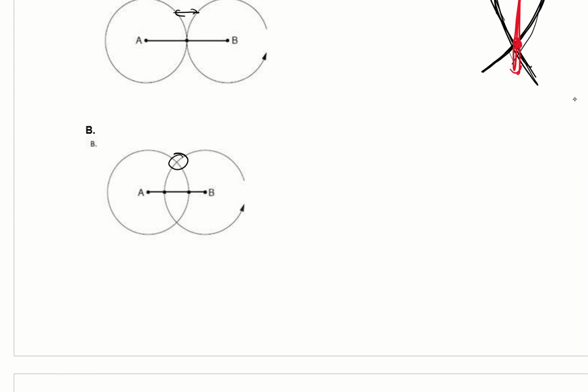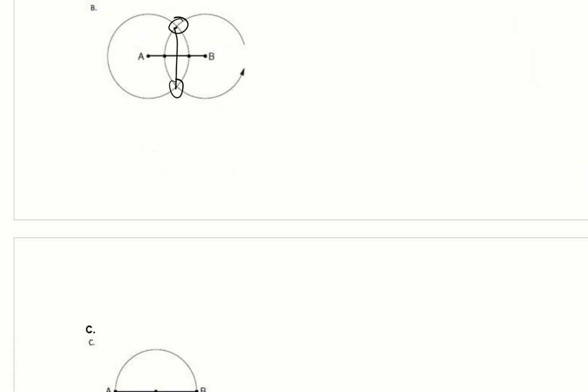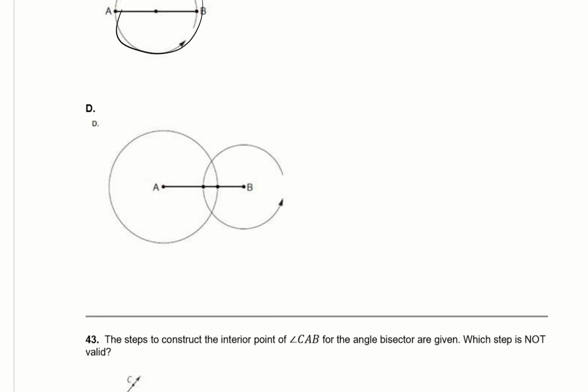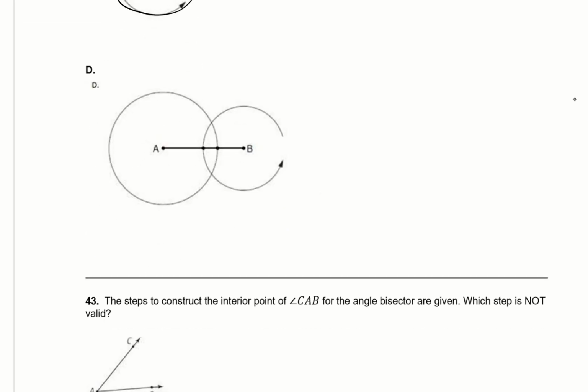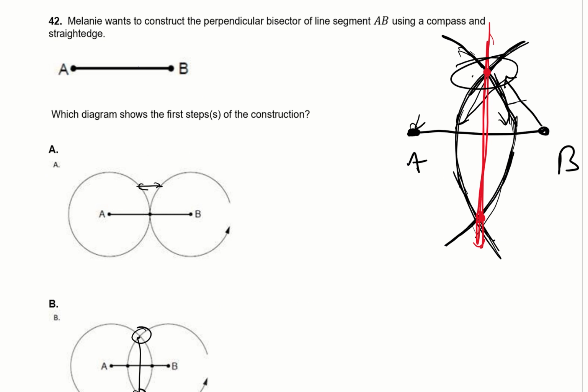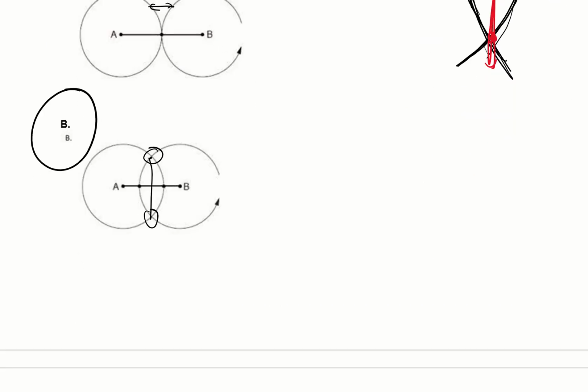B, this looks good. The arcs are crossing and they're about the halfway point, so that looks good so far. C, you're only drawing one arc and that doesn't help any. D, you're drawing arcs of different lengths. So in D, it looks like you changed the setting from this width to a tiny width. So that's not very good. You want to keep the setting the same so that the circles are of the same size. All right, so the answer here is B.